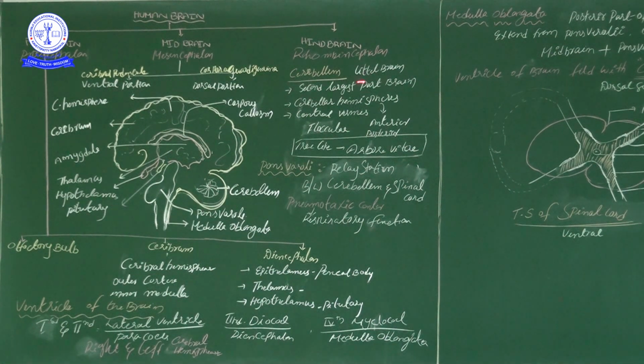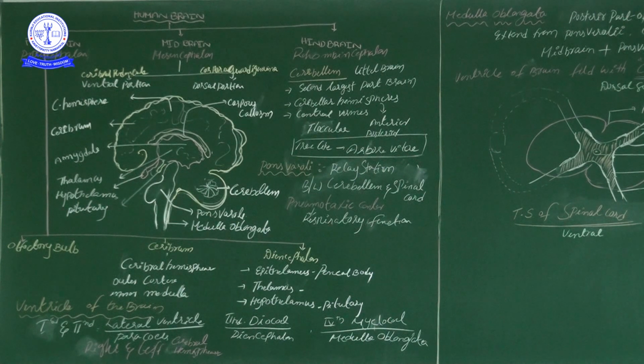Okay, it is a little part, but in the brain it is the second largest part. The first largest part belongs to the forebrain, the cerebrum, correct? Second largest part, cerebellum. These two are similar words, with only a spelling difference. First one cerebrum, second one cerebellum. So cerebellum is the hindbrain part.